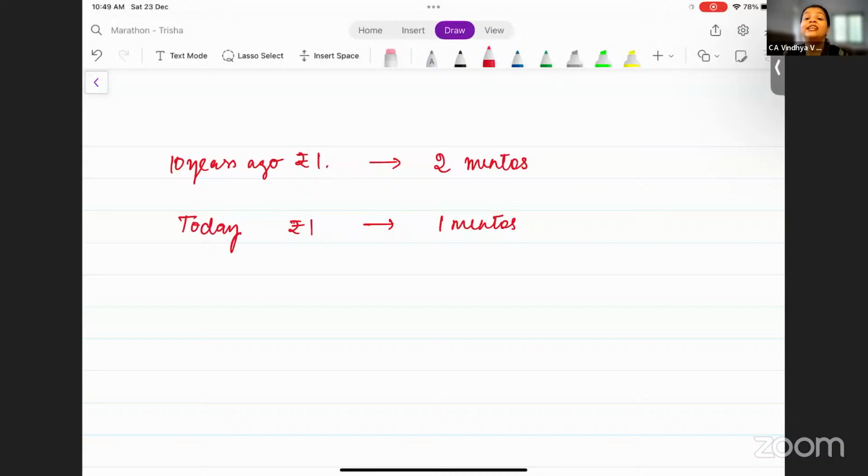But will its value remain the same? Definitely not. What you could purchase with 1 lakh today, you might not be able to purchase after a year. So what are the factors of this change in the value of money? One of the major factors is, yes, inflation. Very good. What is this inflation?